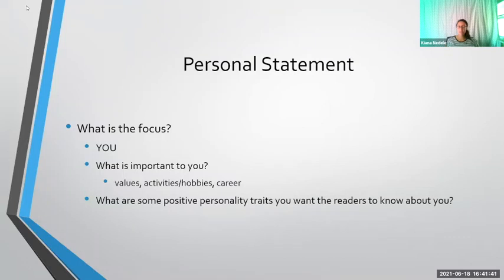Remember, the personal statement is the chance for the college admissions person, the person who decides if you go to that school, to learn about you. So make sure that everything in your essay connects to you and tells them about your personality, your values, your activities, your career goals.